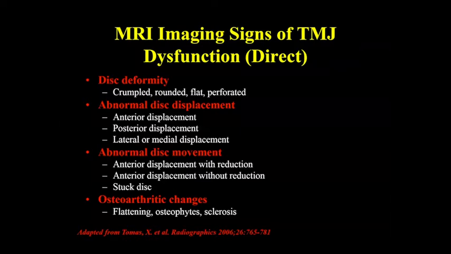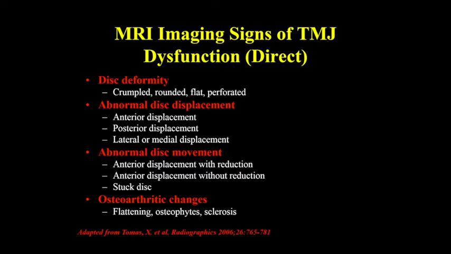MRI imaging signs of TMJ dysfunction, referred to as direct signs, include disc deformity, whether there's a crumpled, rounded, flat, or perforated appearance to the disc. It's important to describe this. Evaluate for abnormal disc displacement. This can be anterior displacement, posterior displacement, lateral or medial displacement. You can also get an anterior displacement with a medial component to it.